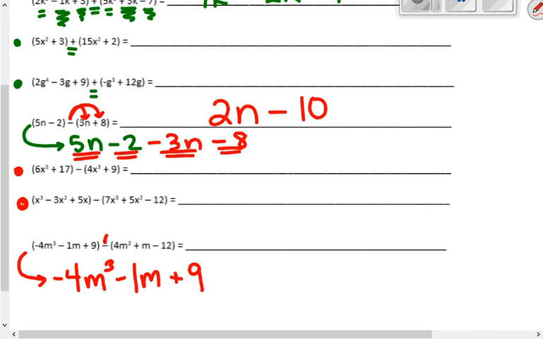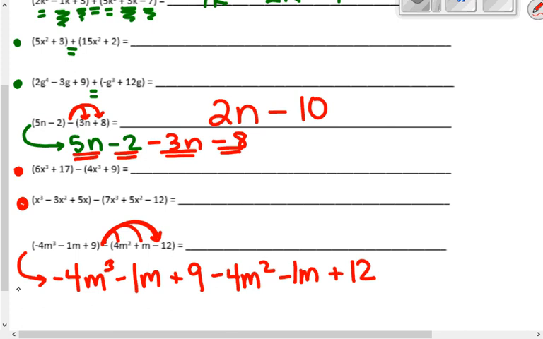And then, since the next parentheses has a minus sign in front of it, I'm going to take every term and make it its opposite. So we're going to make the 4m squared minus 4m squared. We're going to make the plus m minus m, or 1m. And the double minus, negative 12 right there, that will become plus 12.